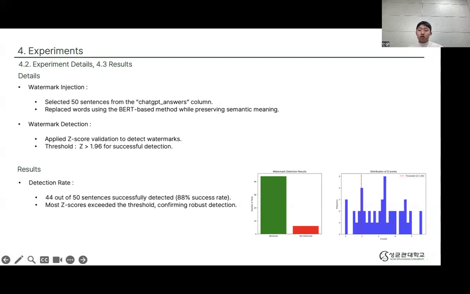Out of 50 sentences, 44 were successfully detected, achieving an 88% success rate. This demonstrates the robustness of our approach. However, 6 sentences fell below the detection threshold.